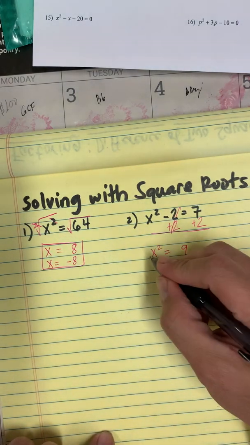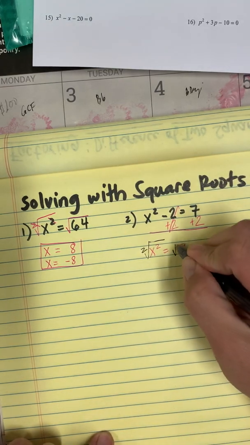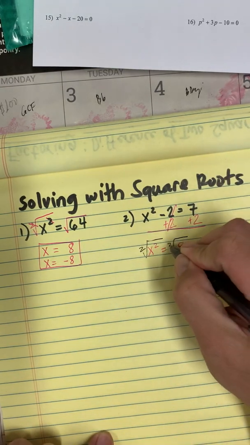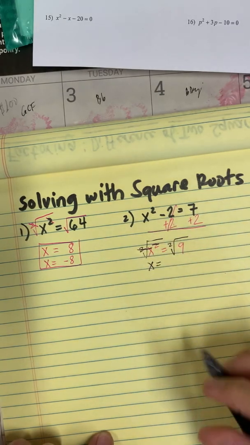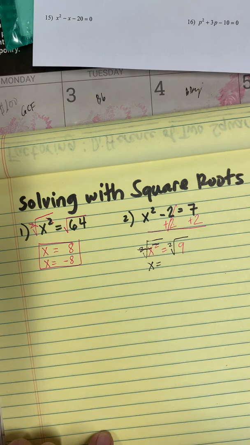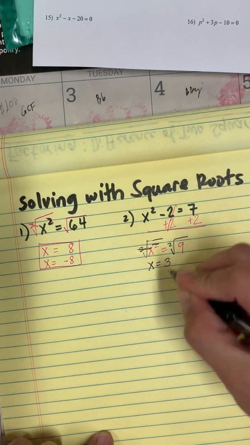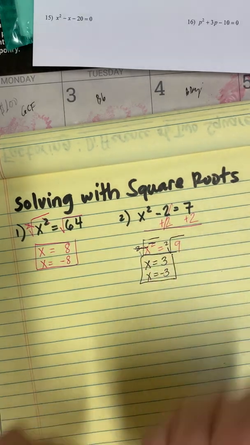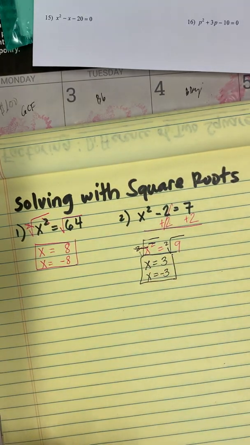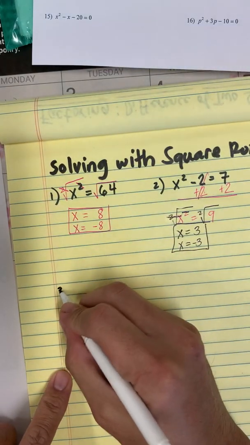What do you do next? Take the square root. Kaboom. Cross it out. x. What's the square root of 9? 3 times 3 is 9. Negative 3 times negative 3 is 9 also. So the answer is x equals 3, x equals negative 3. And that's the answer. Kaboom. All right. Very good. Next. Example number 3.